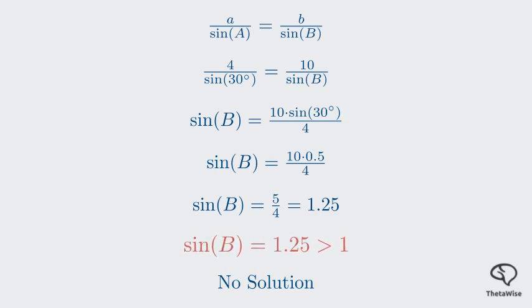This is why it's so important to check the value of the sine function when you're in the SSA case. It's your first clue to whether a solution exists at all. Now let's move on to our second major tool, the law of cosines. This law is a generalization of the Pythagorean theorem and is used when the law of sines won't work.